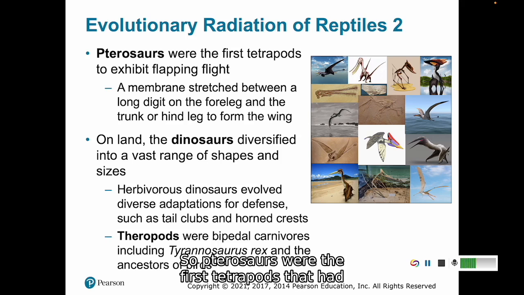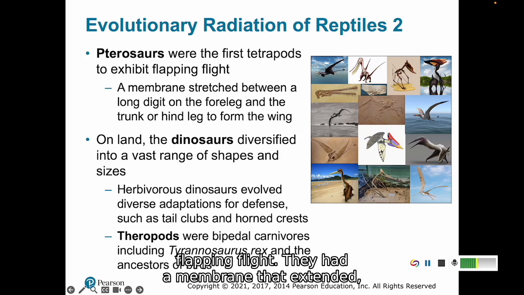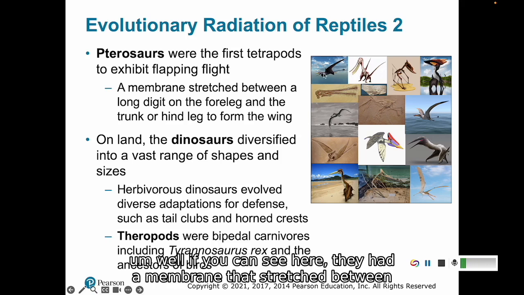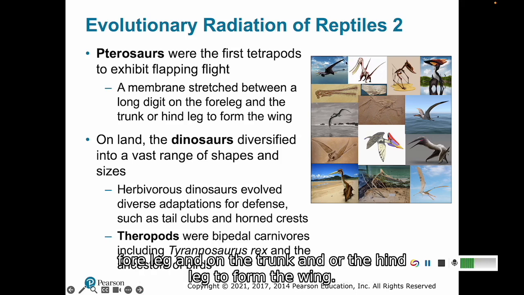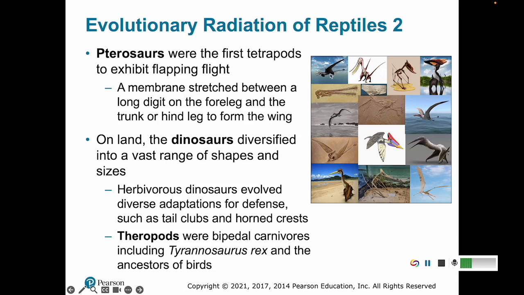So pterosaurs were the first tetrapods that had flapping flight. If you can see here, they had a membrane that stretched between the long digit on their foreleg and the trunk or the hind leg to form the wing.